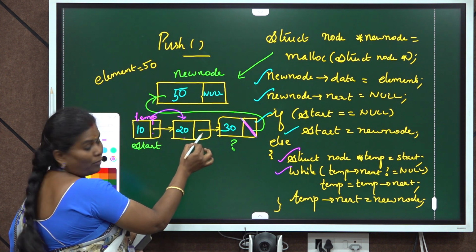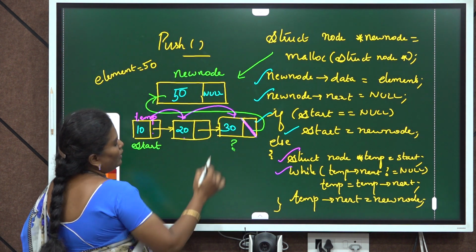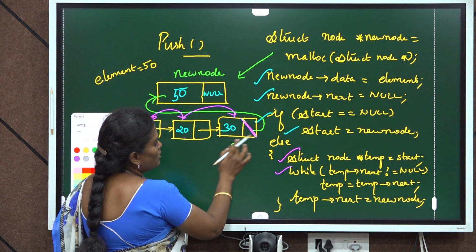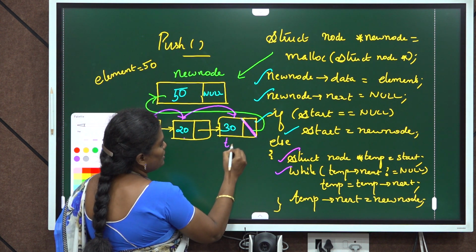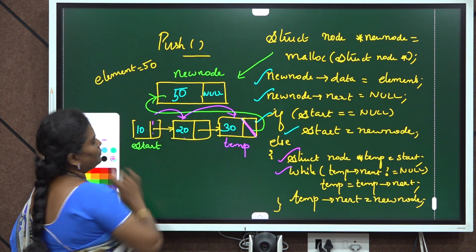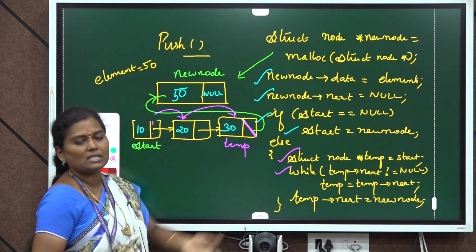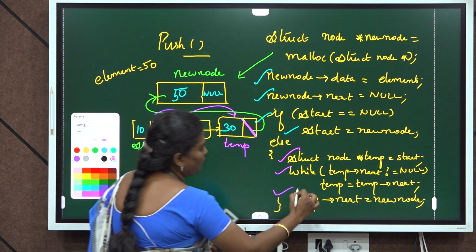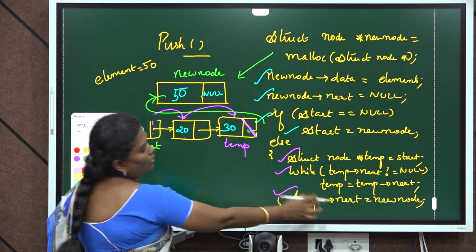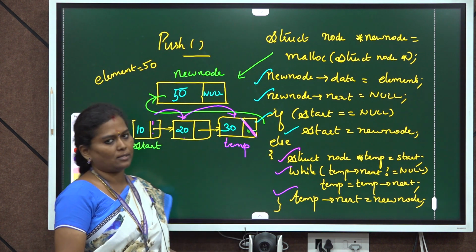Now it is checking for null. It is not null. So temp is now moved here. Now it is checking whether temp of next is null. Yes, it is null. Now this question mark is removed and this node is given with the name as temp. So this is now not temp. Now we have got the node value as temp. Now it is easy for us to insert, and that is why we have given temp of next. So temp of next will point to a new node. So this is how the push operation works.